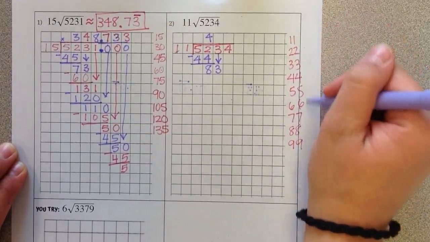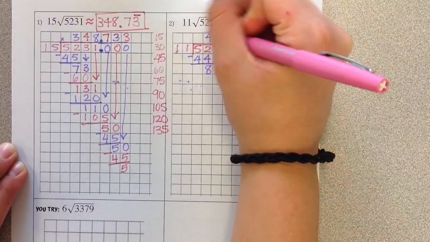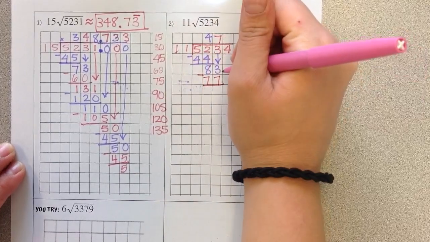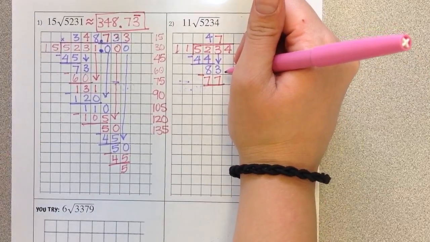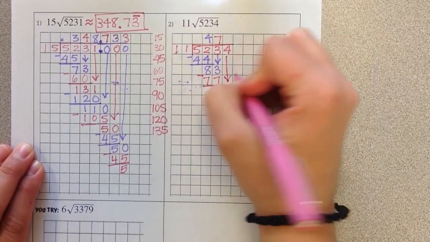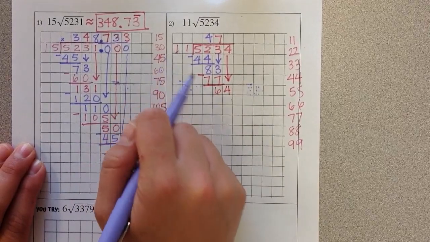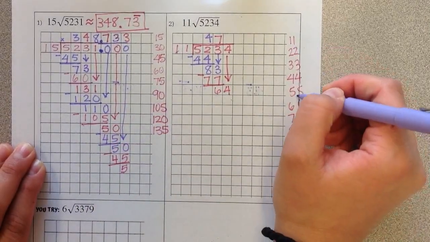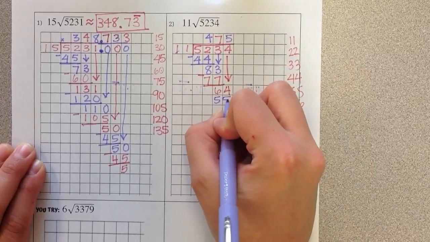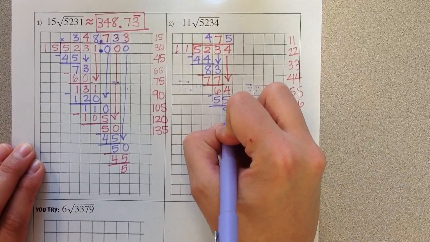11 goes into 83 7 times. 7 times 11 equals 77. When I subtract 83 minus 77, I'm going to be left with 6. I'm going to bring down my 4. 11 goes into 64 5 times. 5 times 11 is 55. When I subtract, I'm going to be left with 9.